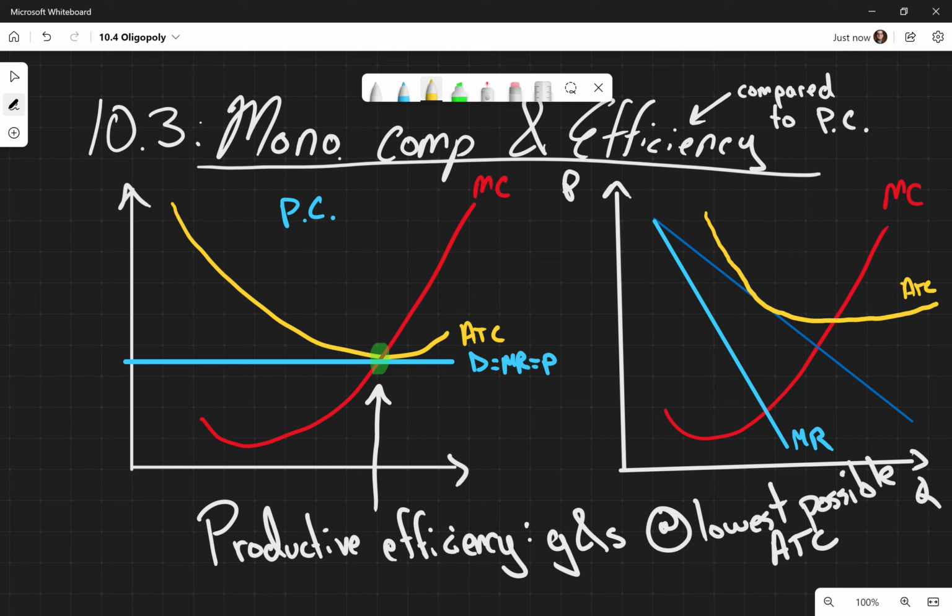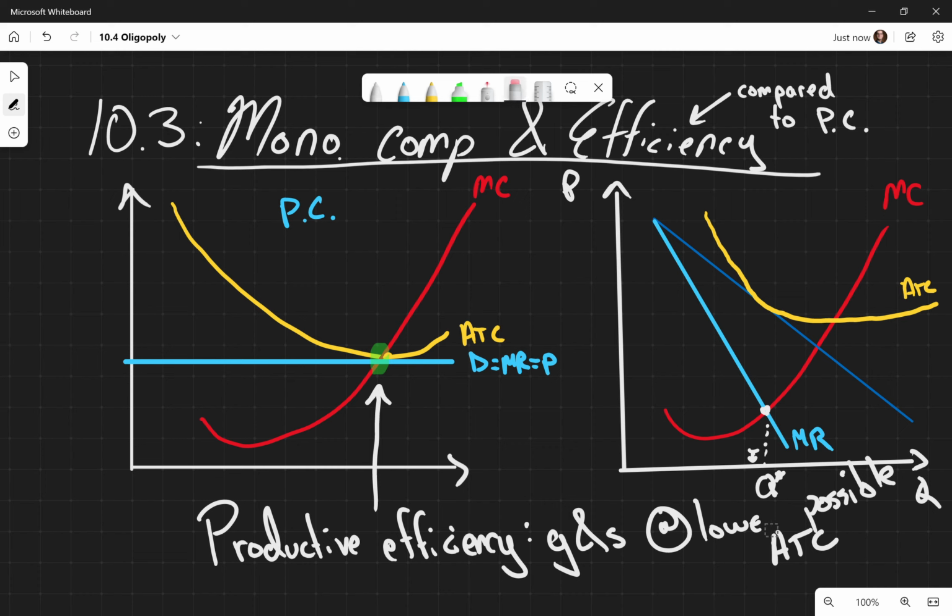So we talked about the entry and exit behavior. Just like with perfect competition, there's entry and exit behavior in the monopolistically competitive world. And instead of coming to a final resting point here at the bottom of the ATC, it comes to a final resting point where the marginal revenue equals the marginal cost. Once again, we drop our anchor there to find our Q star.